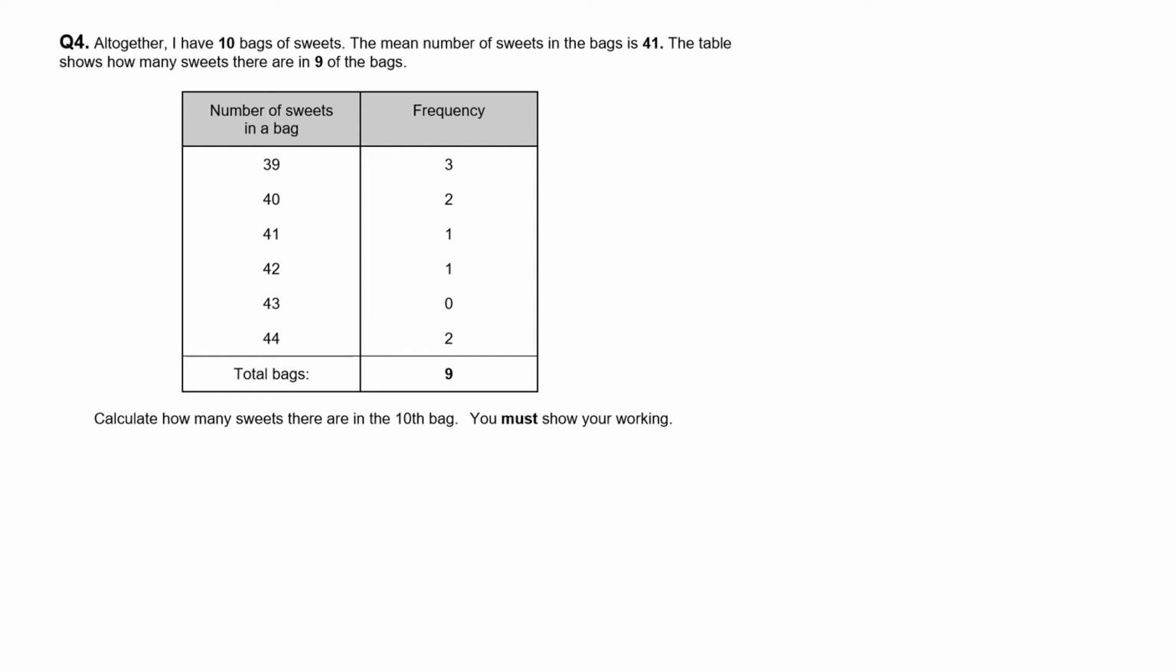Well, the first thing I'm going to do is add an extra column onto this table so that I can calculate how many sweets we've got altogether in these 9 bags. So if I multiply the frequency times the number of sweets in each bag, that will give us how many we've got.